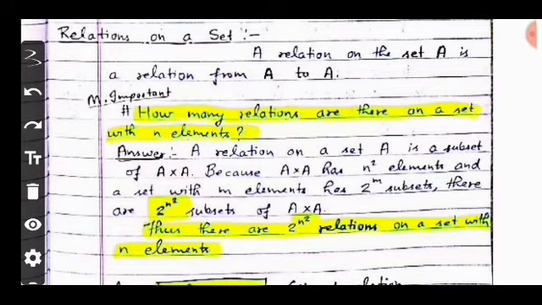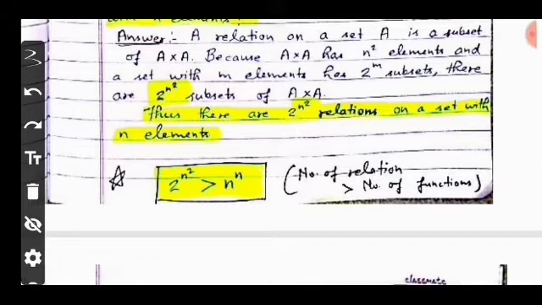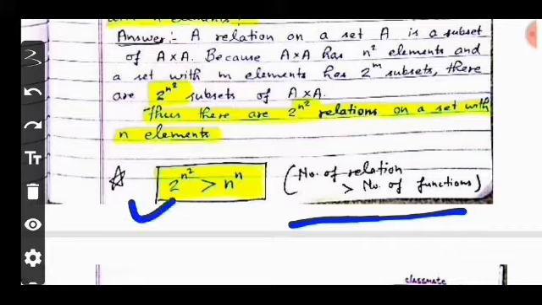And another important point is that the total number of relations is greater than the number of functions, yes, because here the total number of relations is 2 to the power n squared and the number of functions is n to the power n. In the previous session we discussed this. Okay, now move on.